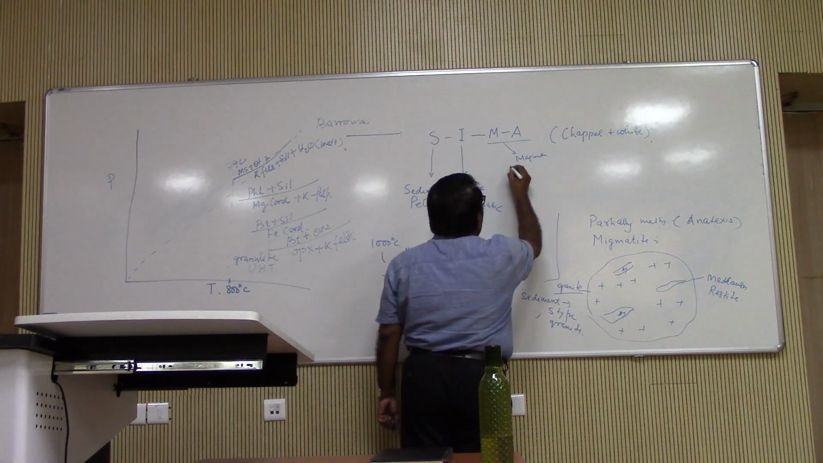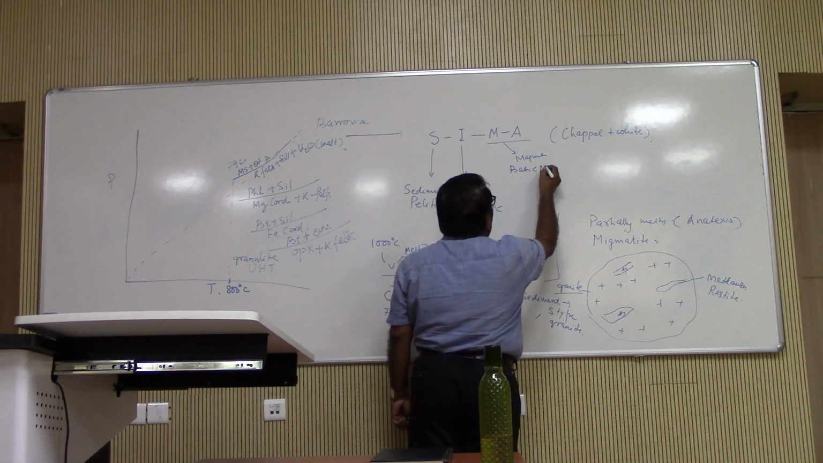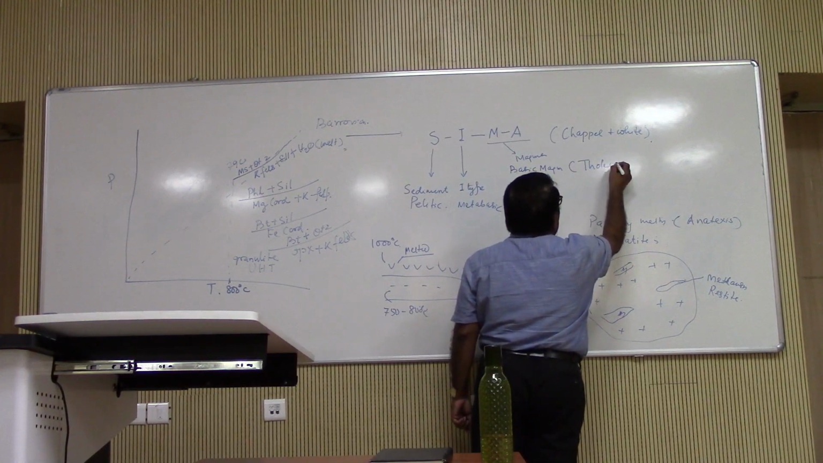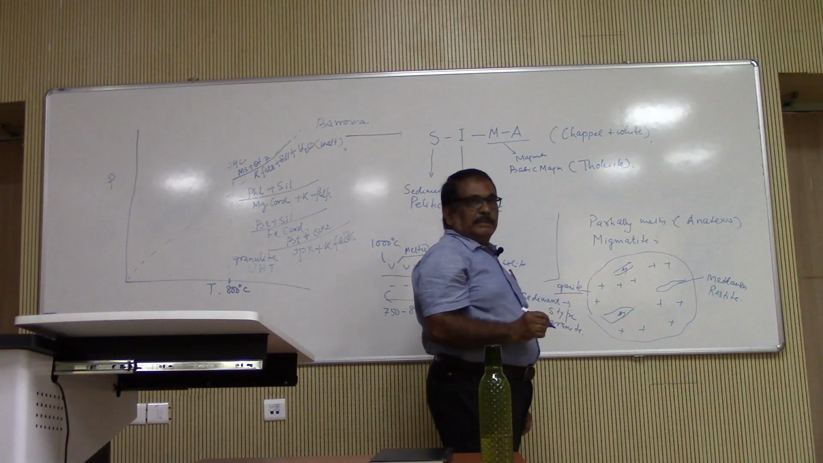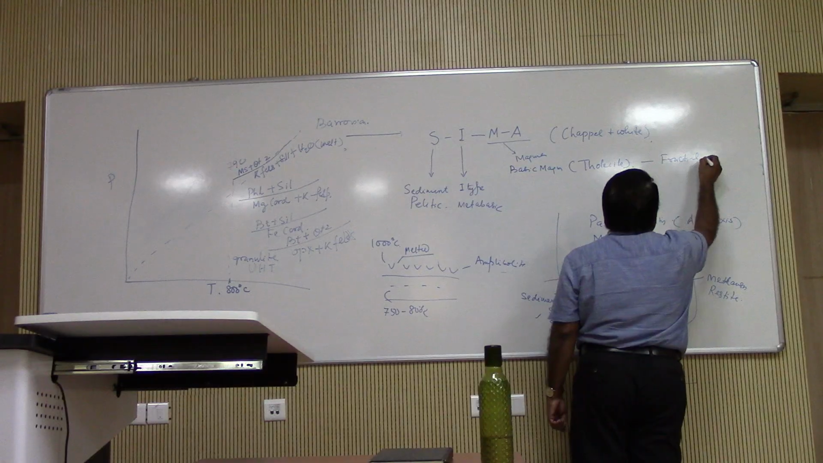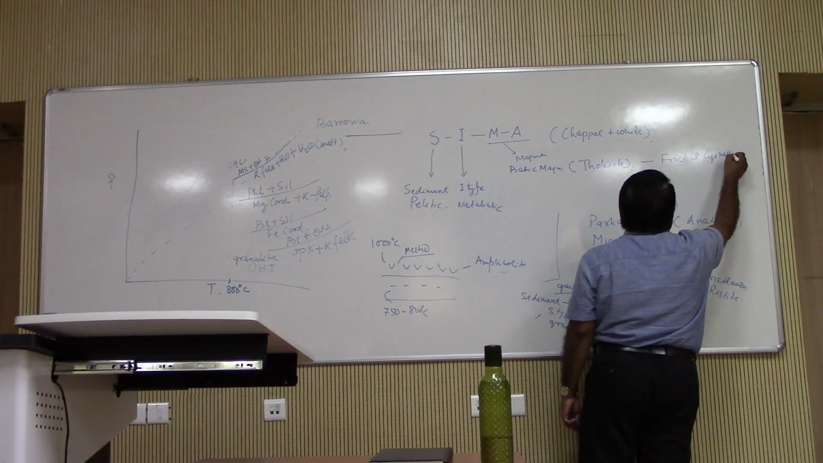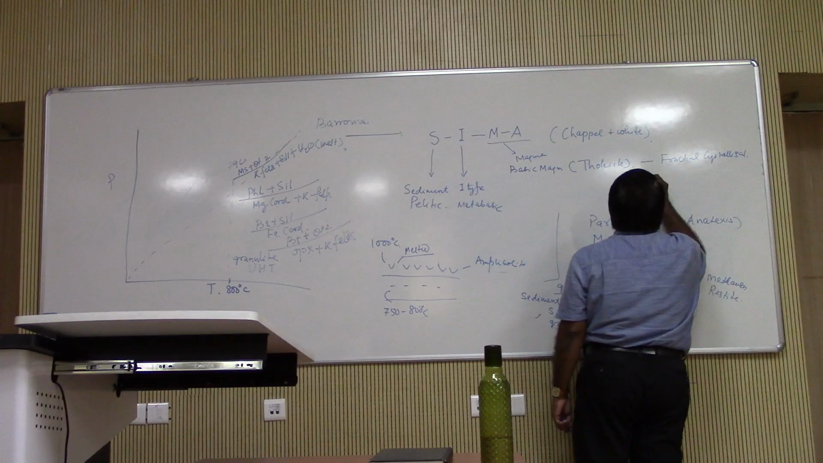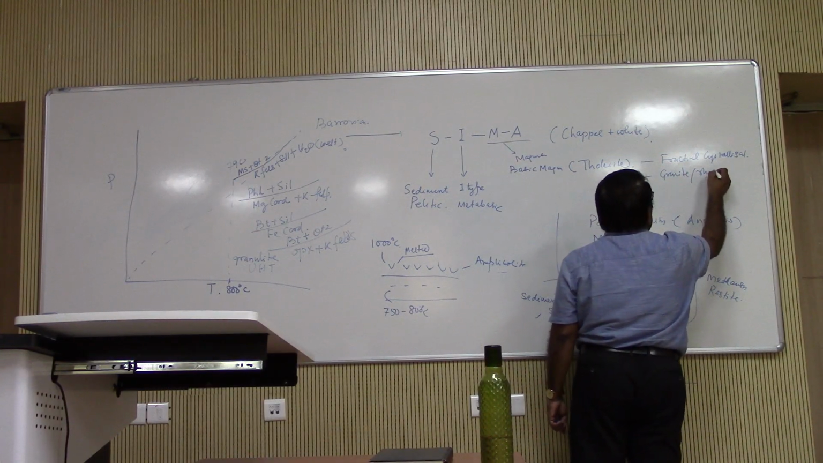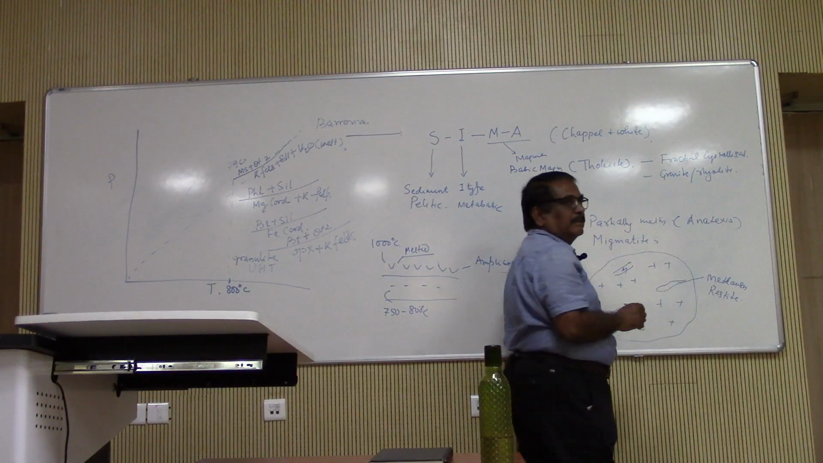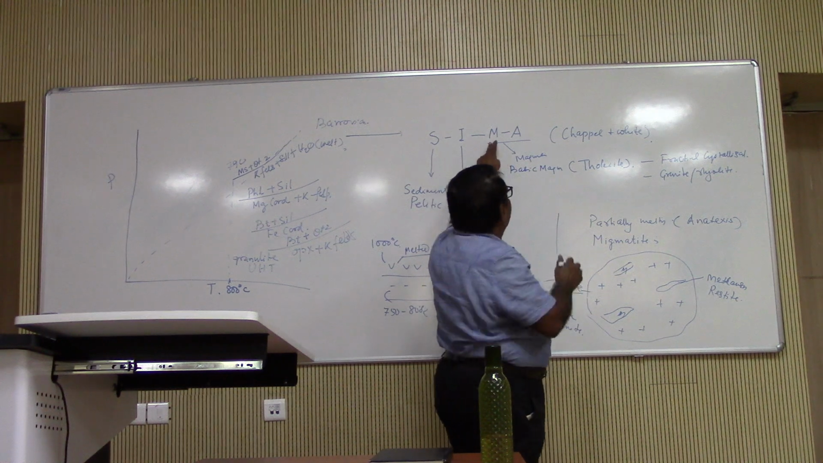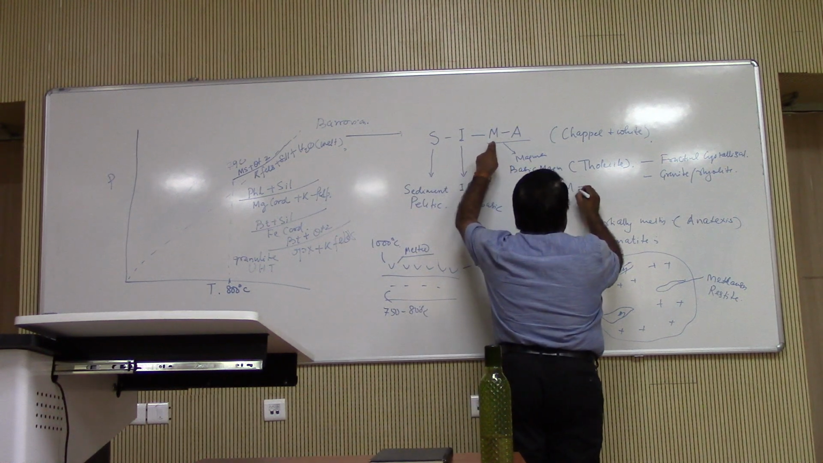Basic magma, tholeiite. I'll write the name. This tholeiite, after differentiation, what happens? If it undergoes fractional crystallization, it produces a granite or rhyolite. Understood na? So that is called M, magma. M stands for magma.